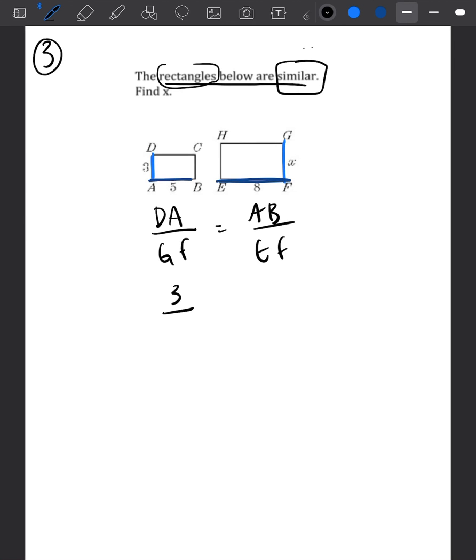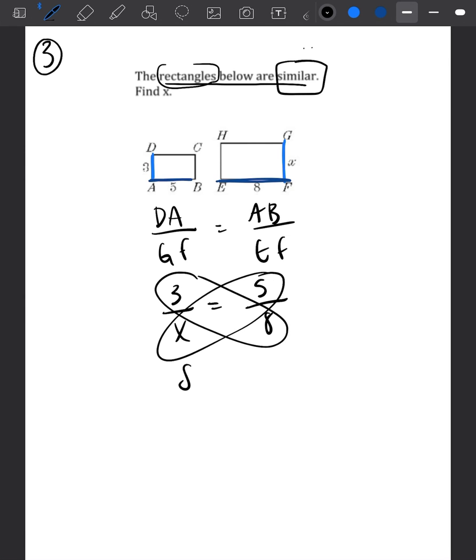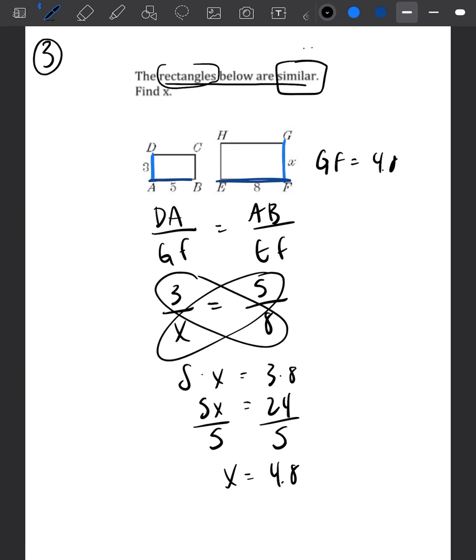So we know DA is 3. We don't know GF, so we'll put an X there to solve for that. We know that AB is 5. And we know that EF is 8. So again, let's cross multiply to get 5 times X equals 3 times 8. We have 5X equals 24. Divide both sides by 5, and we get X equals 4.8. So our side GF equals 4.8.